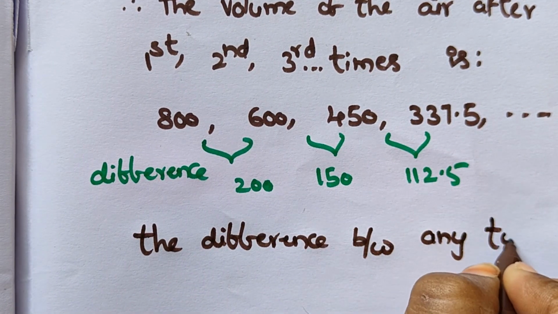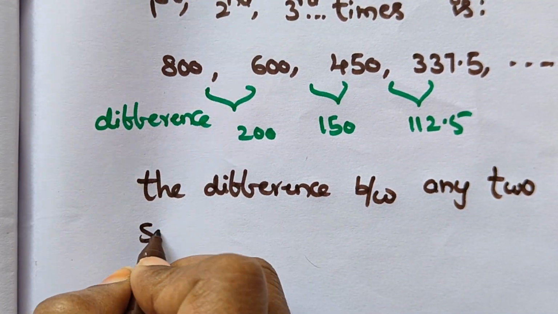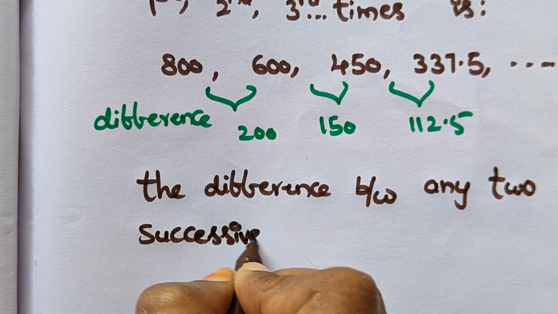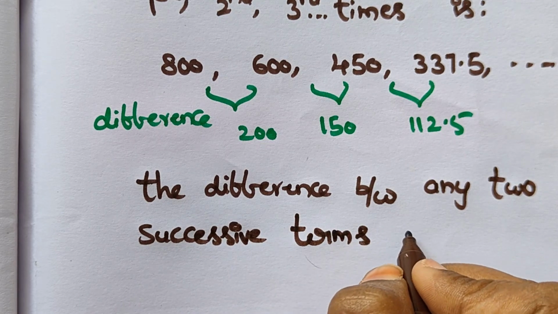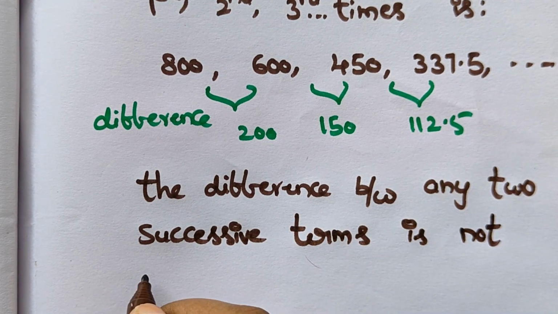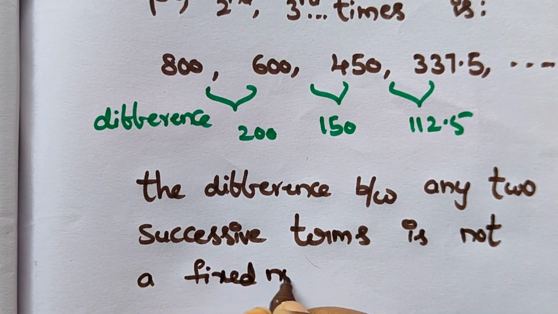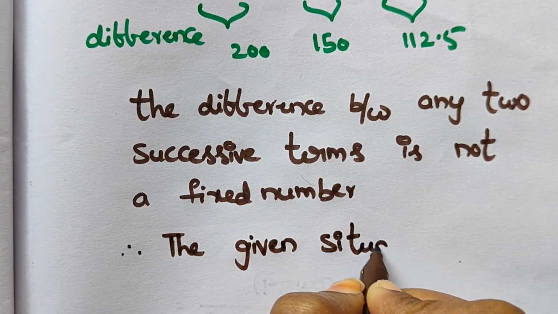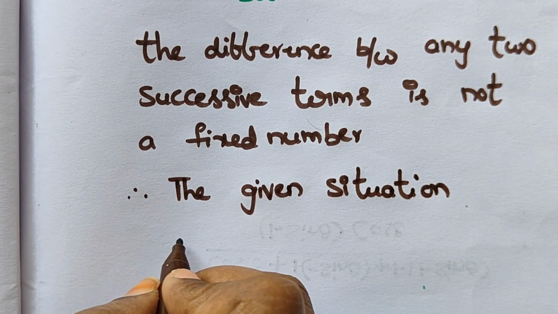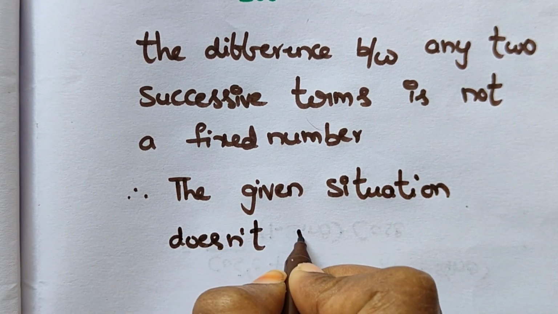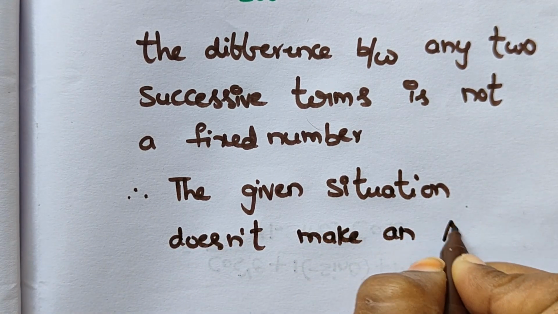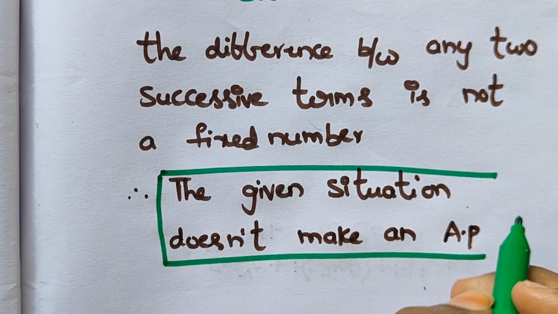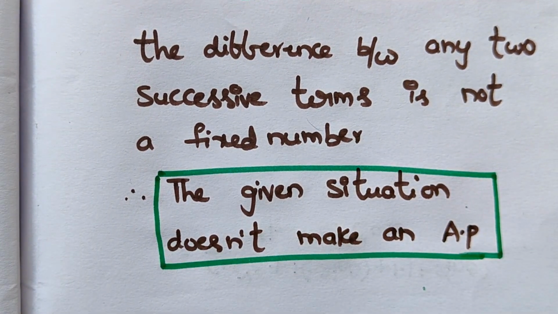Have to check the formula also, common difference formula: term 2 minus term 1, term 3 minus term 2, term 4 minus term 3. If all those values are the same, then there is a common difference. The values here are not the same. Look, the differences here are 200, 150, 112.5. There is no common difference between two successive terms. Therefore, the given situation does not make an arithmetic progression.